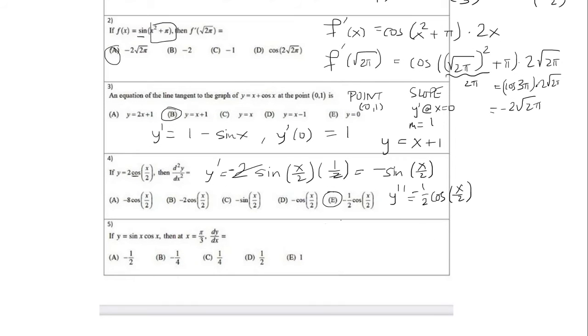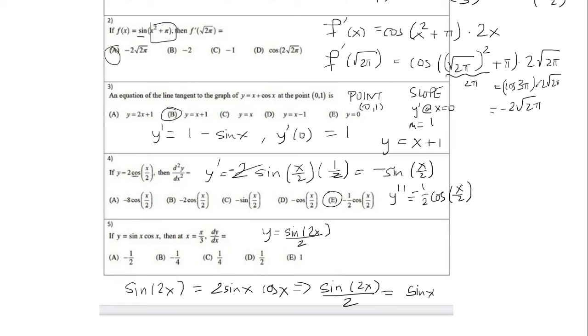Now for 5, we're given y equals sine of x times cosine of x at x equals pi over 3, and we want to find the derivative. This one we could be very clever and say that I can rewrite this as sine 2x over 2. This is just a trig fact, so I'm using a double angle here. Sine 2x is 2 sine x cosine x. So if I divide by 2, sine 2x over 2 will just be sine x times cosine x. And this makes me avoid using the product rule.